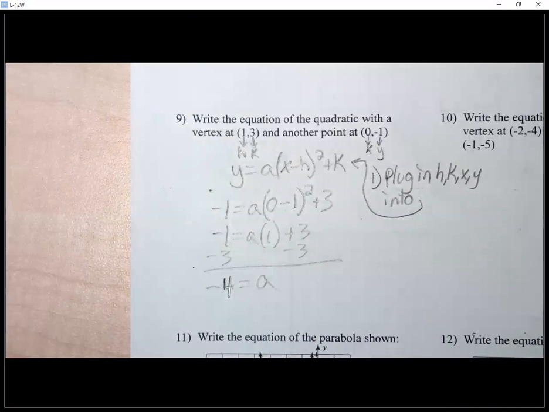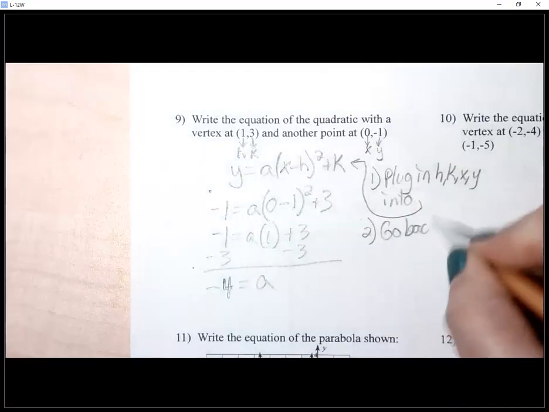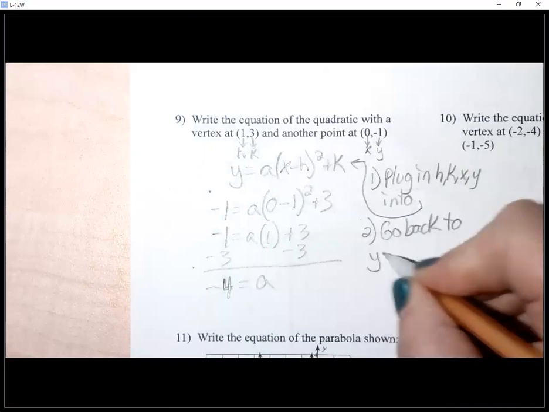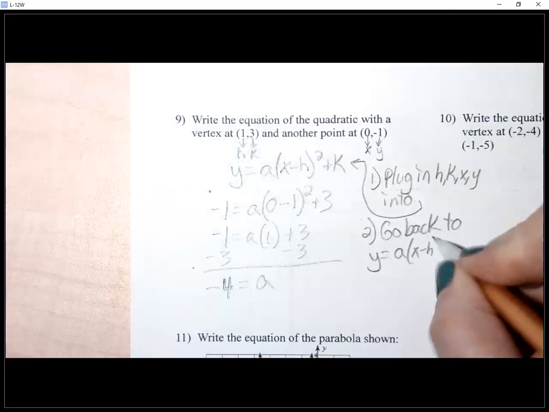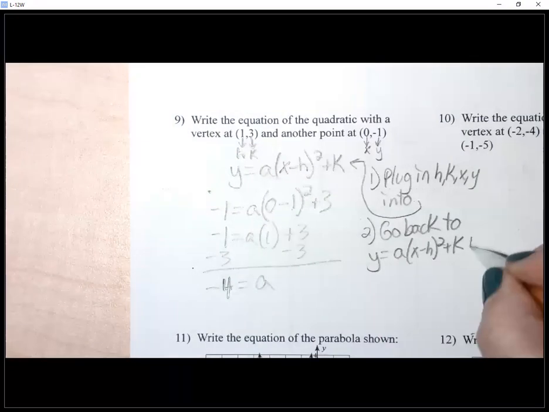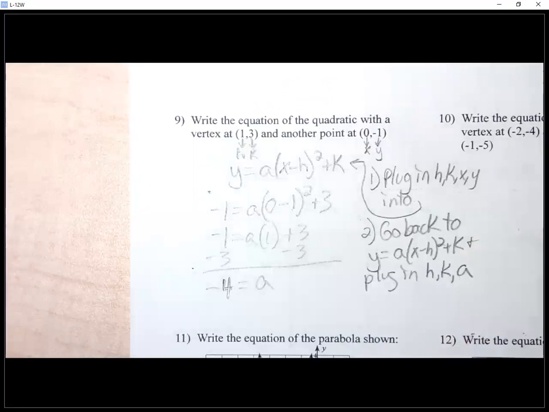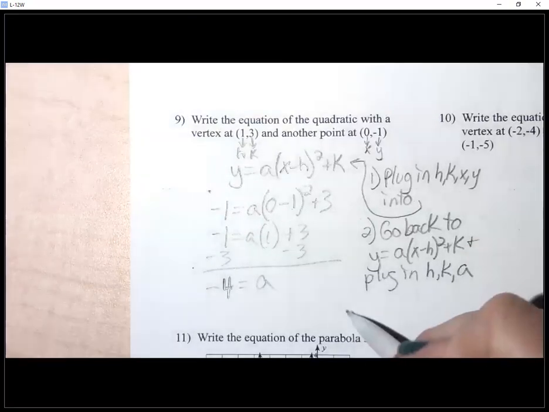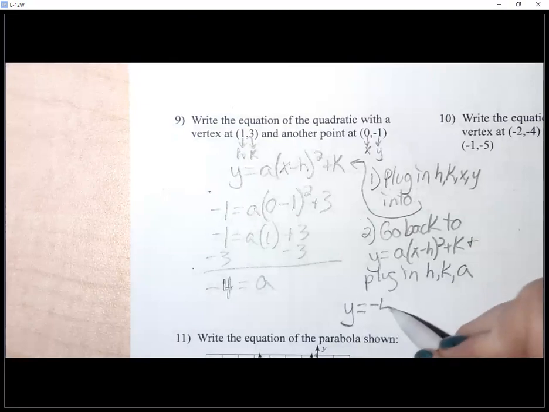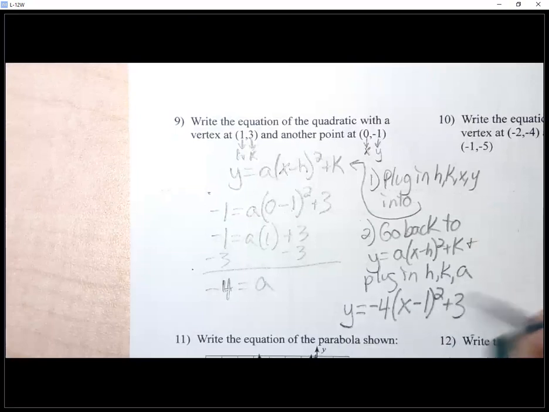Once you have A, you pretty much have your answer now. All you have to do is go back to your generic formula and plug in H, K, and A. H, K, A, and you're done. So if I take that formula, X and Y are going to stay in it. Minus H was 1, K was 3. Ta-da!